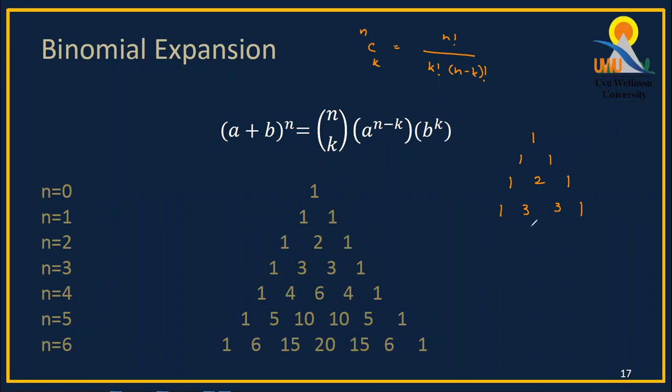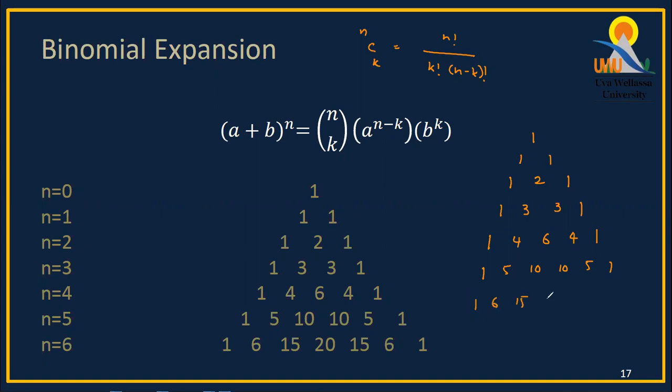Then 1 plus 3, it is 4. 3 plus 3, it is 6. 3 plus 4, it is 4. 1 comes. Then 1, 1 plus 4, 5. 4 plus 6, 10. 6 plus 4, 10. 4 plus 1, 5. 1. Then next stage it is 1, 5, 1 plus 5, it is 6.